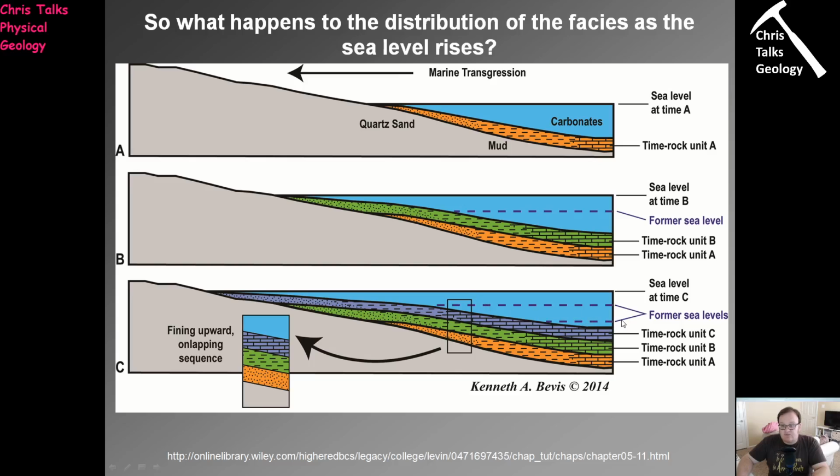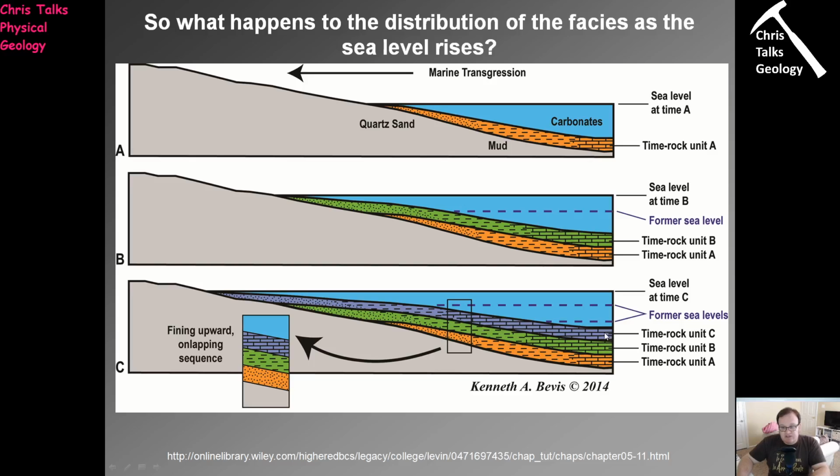If the sea level keeps rising even further, so the sea moves further onto the land, well, the sand facies is going to keep following it further and further onto what was dry land. The mud facies is going to keep moving over the top of the earlier sand facies. And the carbonate facies is also going to go over the top of the earlier mud facies.